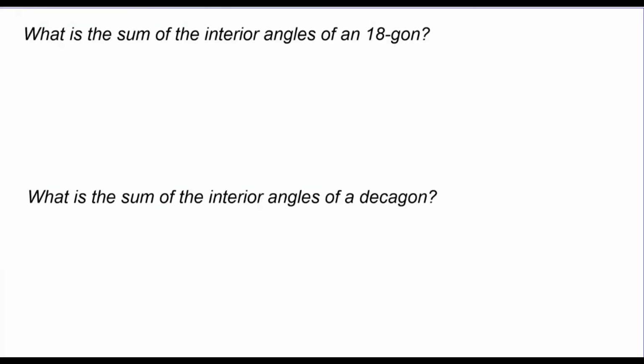So look at these two problems here. We don't have pictures of the polygons, so we can't really cut them up into triangles physically, but now we know how to figure out how many triangles there are in the shape. So what is the sum of the interior angles of an 18gon? So this is a polygon that has 18 sides. So how many triangles would there be in an 18gon? Well, it'll be the number of sides minus 2. And if we take that times 180, that will tell us the sum of all the angles in an 18gon.